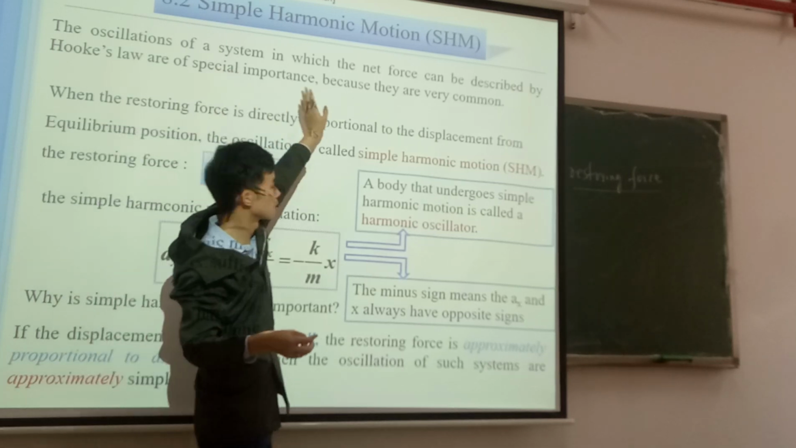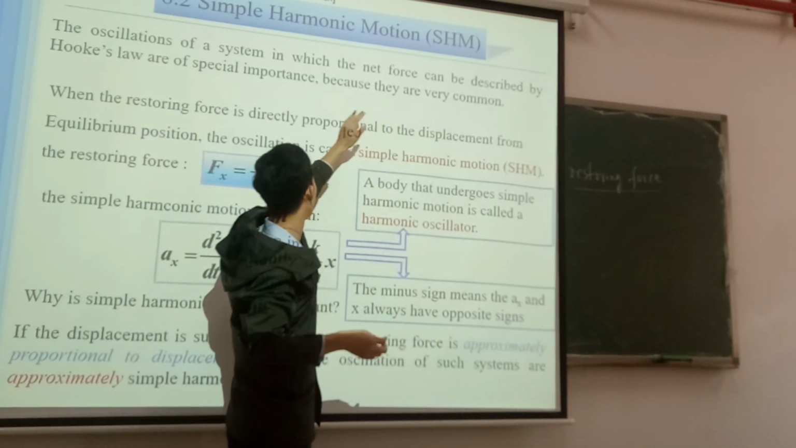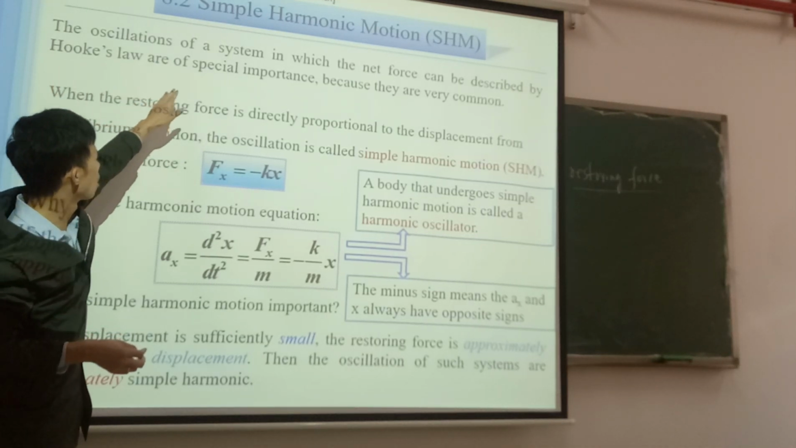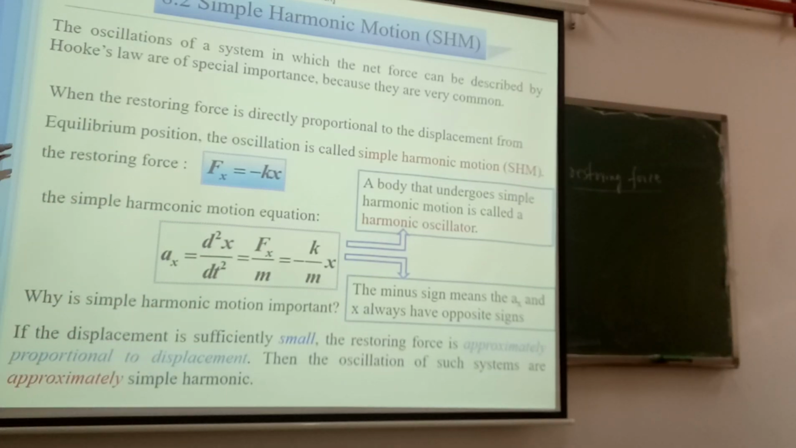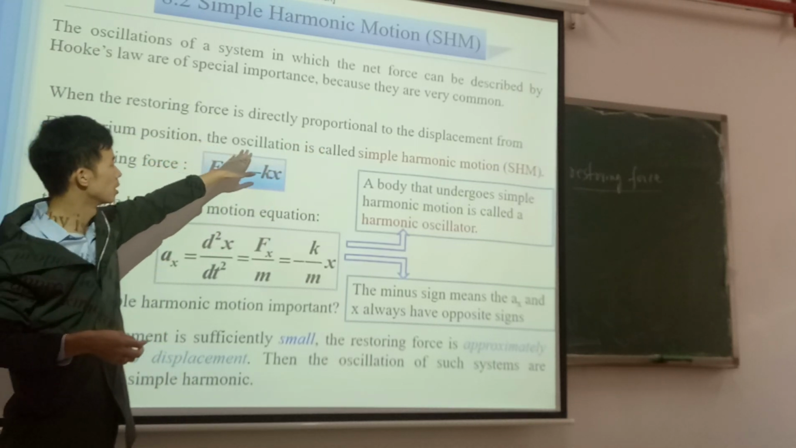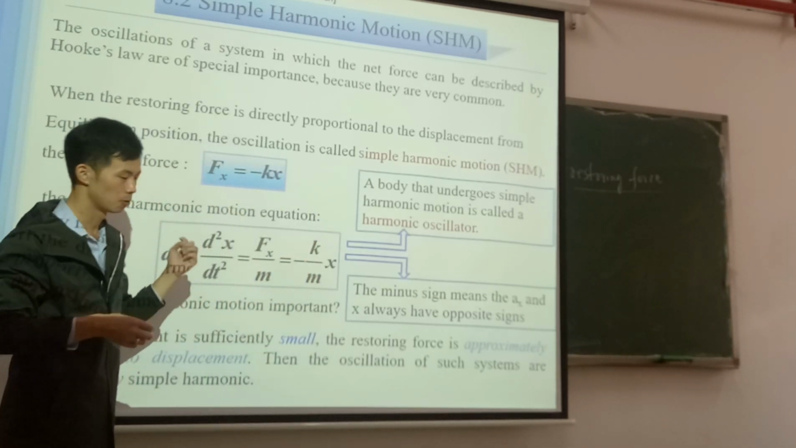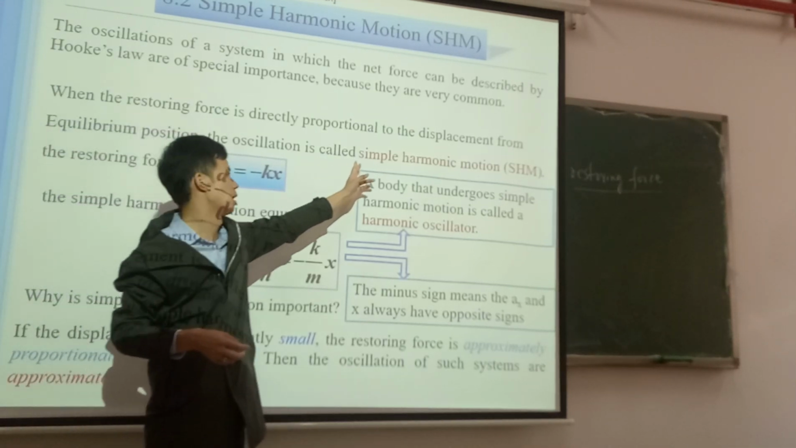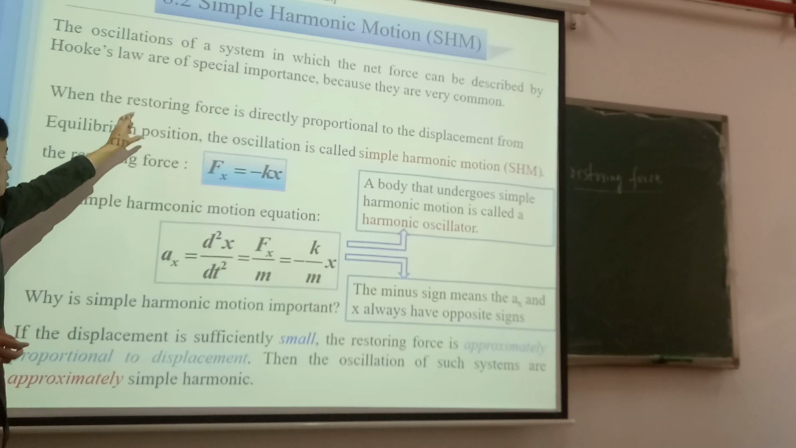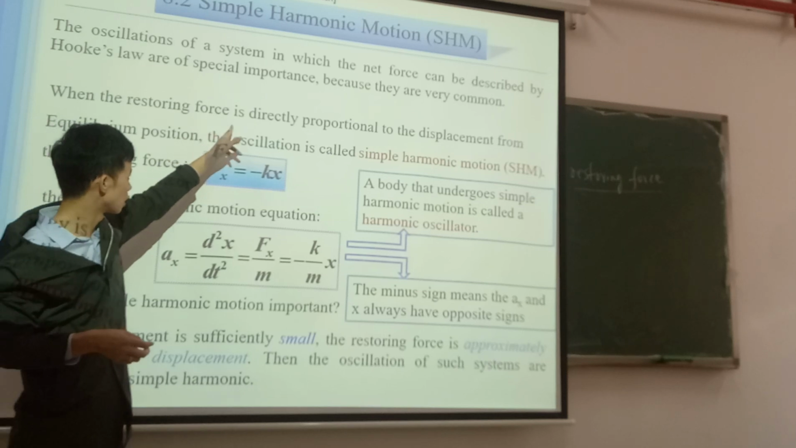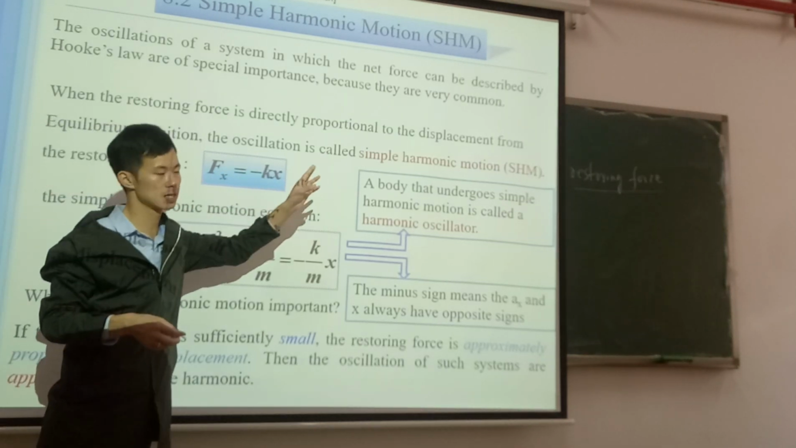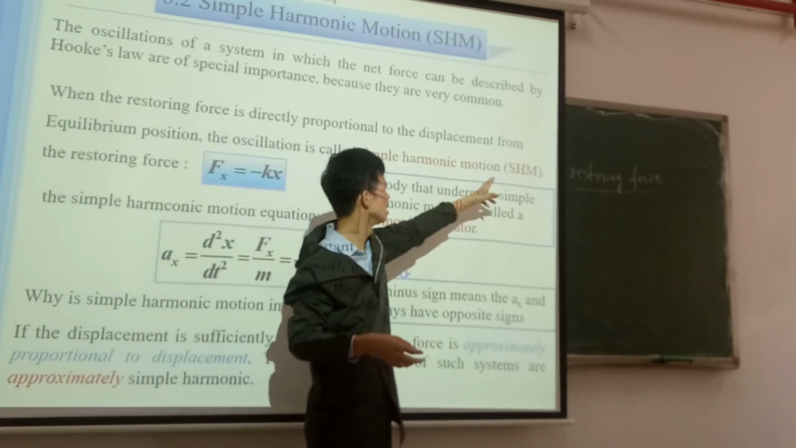Its restoring force can be described by Hooke's law. This is special, and also very common. When the restoring force is directly proportional to the displacement from the equilibrium position, the oscillation is called simple harmonic motion. So we define simple harmonic motion according to the form of the restoring force, and we can write it as SHM.